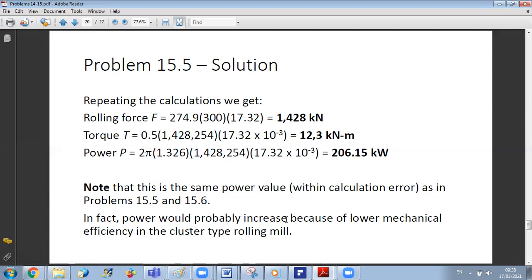In fact, power would probably increase because of a lower mechanical efficiency in cluster type rolling mill. If you remember in the course material, in cluster type rolling mill, we put several small rolls with small radius. So this is the advantage. Of course, you might have a lower mechanical efficiency because you have several rolls, but with a smaller force and torque, you can reach the same work because you have the same power. This is why we thought about the cluster type rolling mill, which consists of using small rolls supported by big rolls to avoid bending. Any question on this?